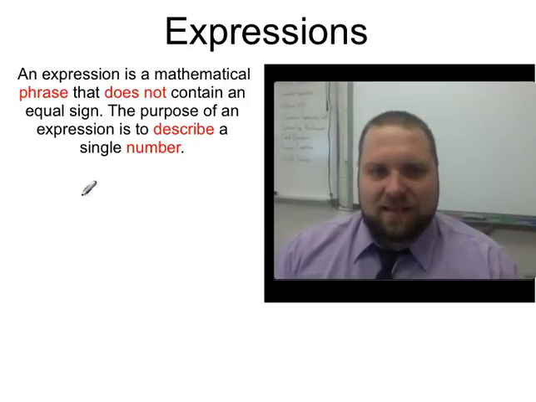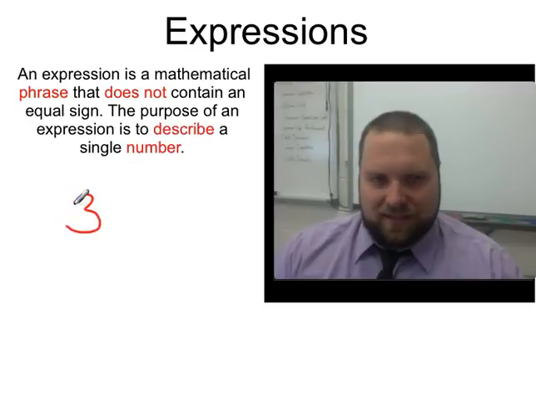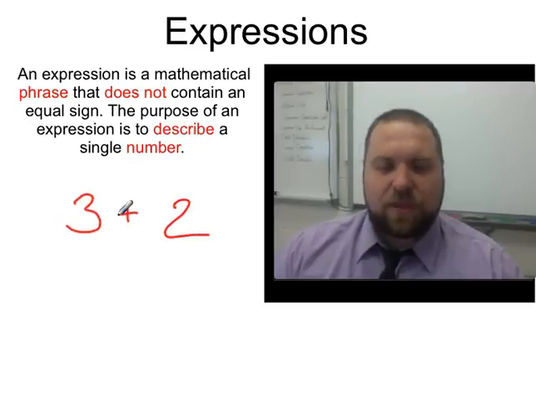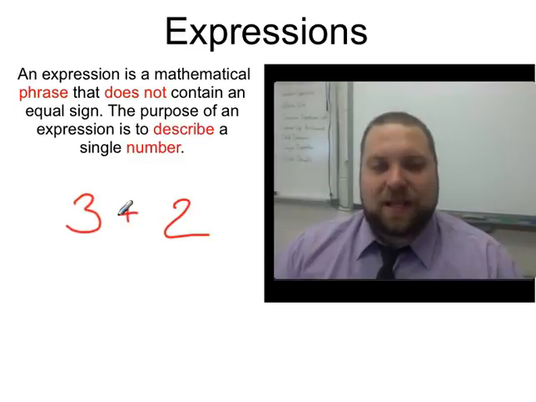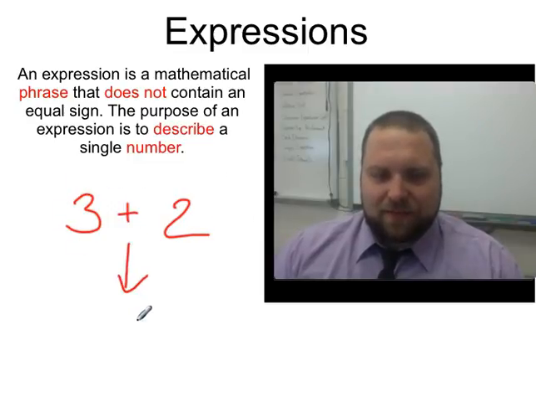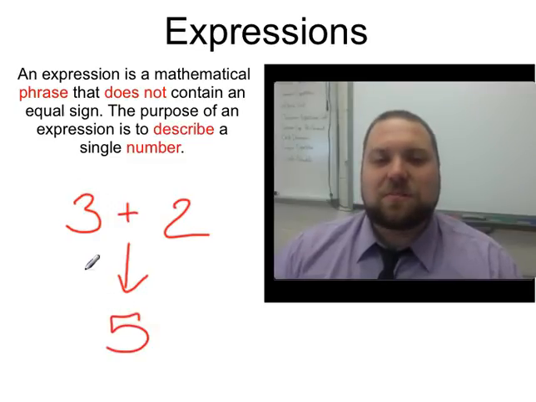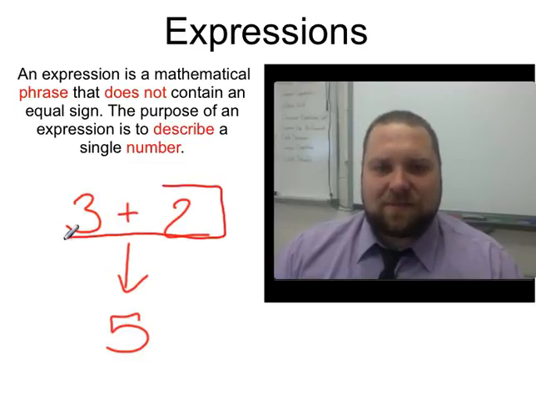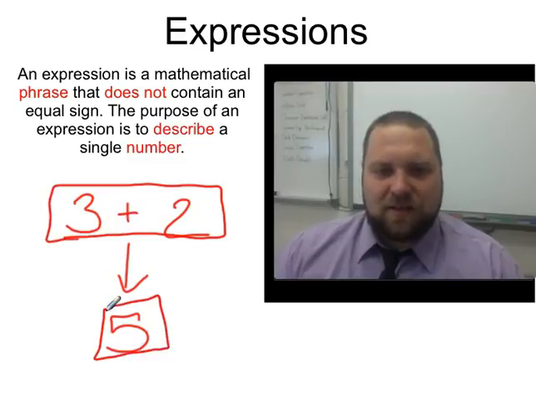Let's take the phrase, the expression, 3 plus 2. This doesn't have an equal sign, so it is an expression, but it represents a number. I can take this expression and simplify it down until it is just a number. 3 plus 2 is 5. And so this right here that doesn't have an equal sign is called an expression. This right here would be an expression as well, both of them just representing numbers.